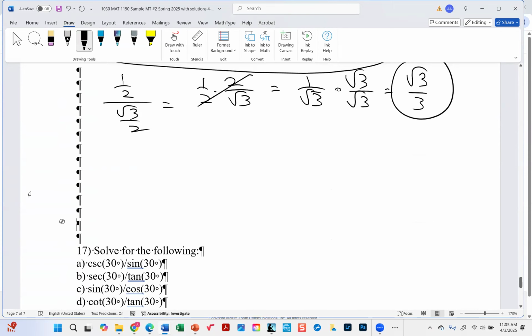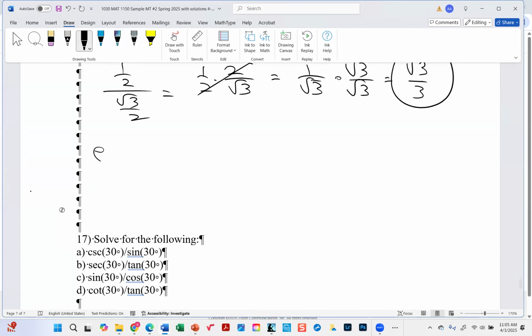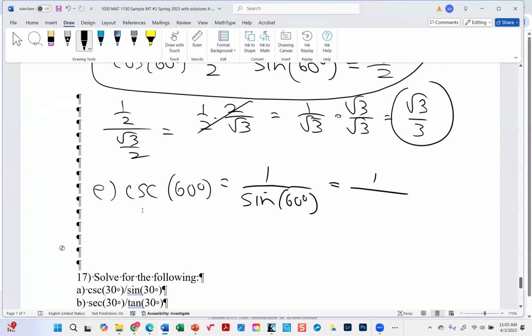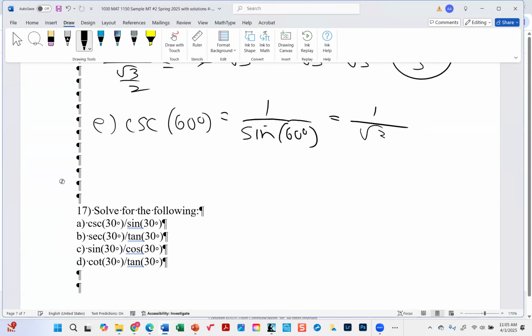Cosecant 60, which is 1 over the sine. And we just looked this one up. The sine of 60 is radical 3 over 2, which means 2 over radical 3, which we then have to rationalize, and we end up with 2 radical 3 over 3.